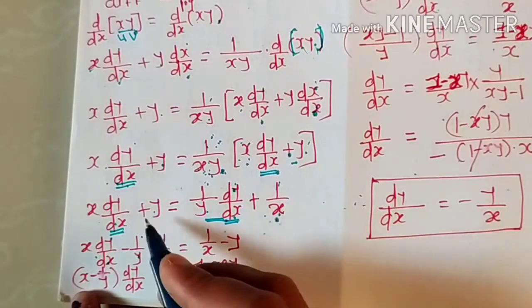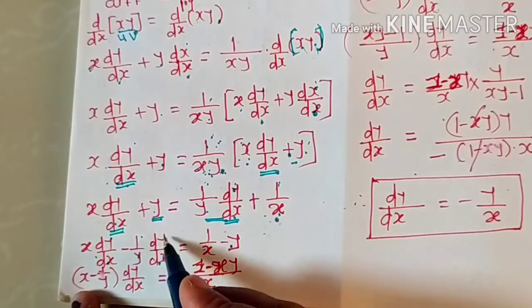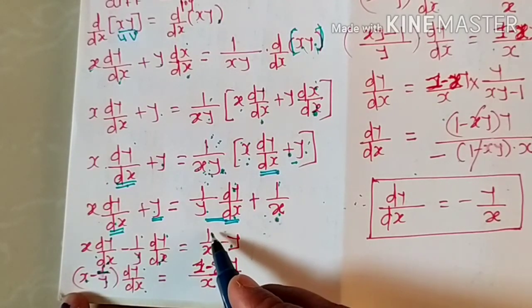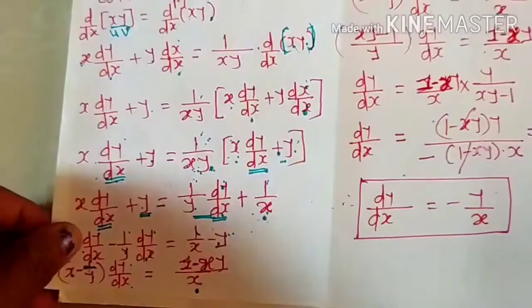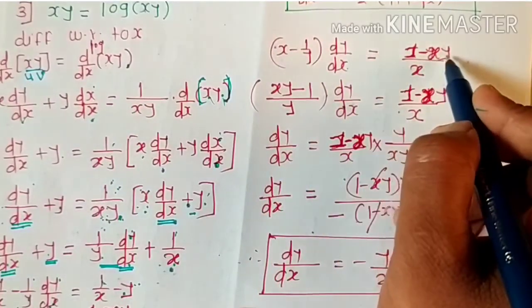Here 1 upon x, transfer this term to the right hand side, so we get minus y. Then take dy by dx outside. Here, what remains is x minus 1 upon y into dy by dx is equal to, cross multiply, so we get 1 minus xy divided by x. Then here x minus 1 upon y into dy by dx is equal to this one.